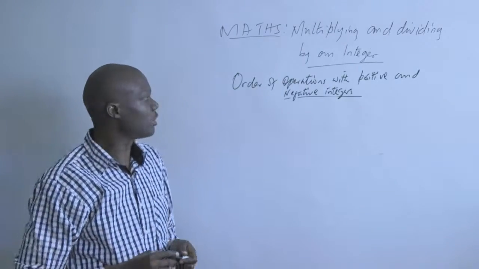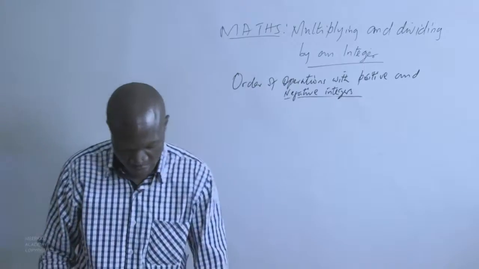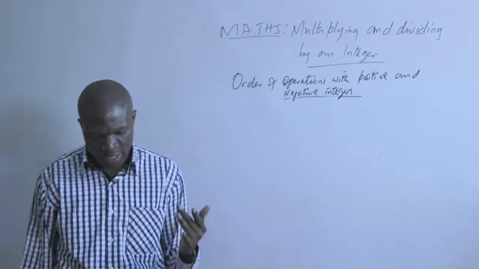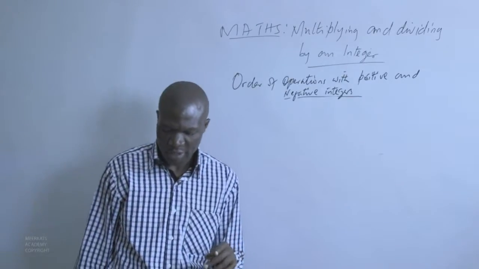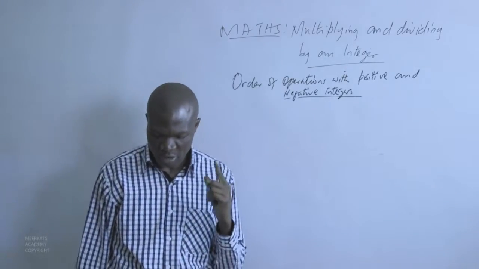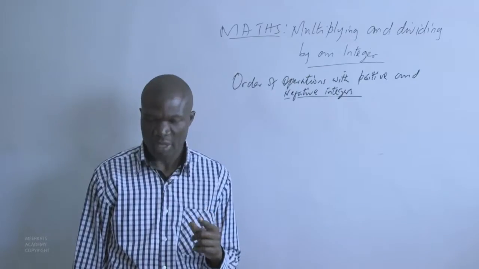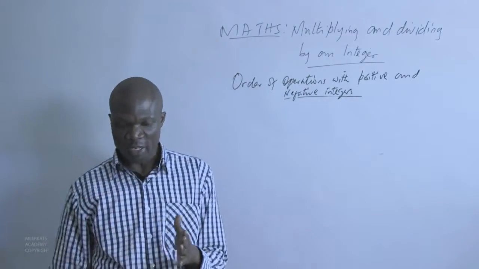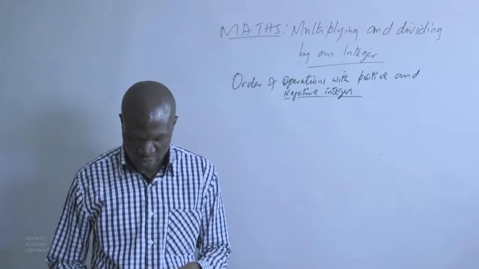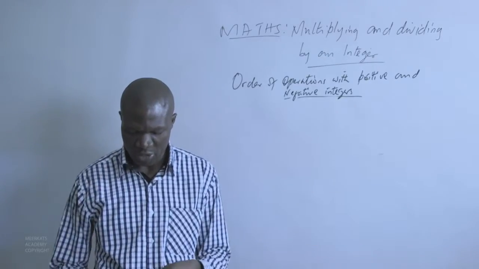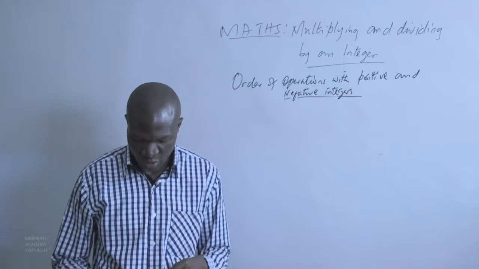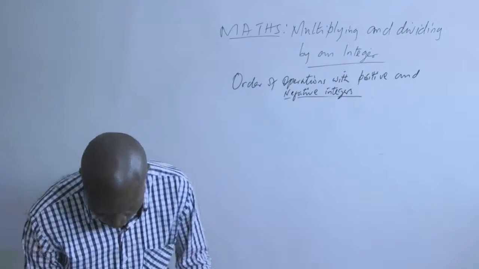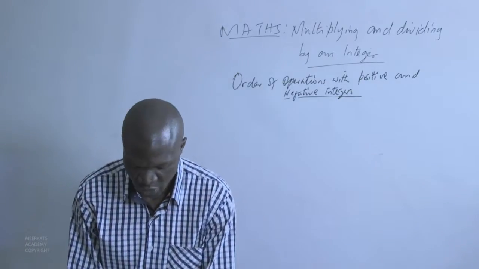Order of operations with positive and negative integers. The order here applies in mixed operations, and in such situations you'll find brackets coming in, and so on. So when you talk about the order of operation, we are looking at a situation where we have mixed numbers.